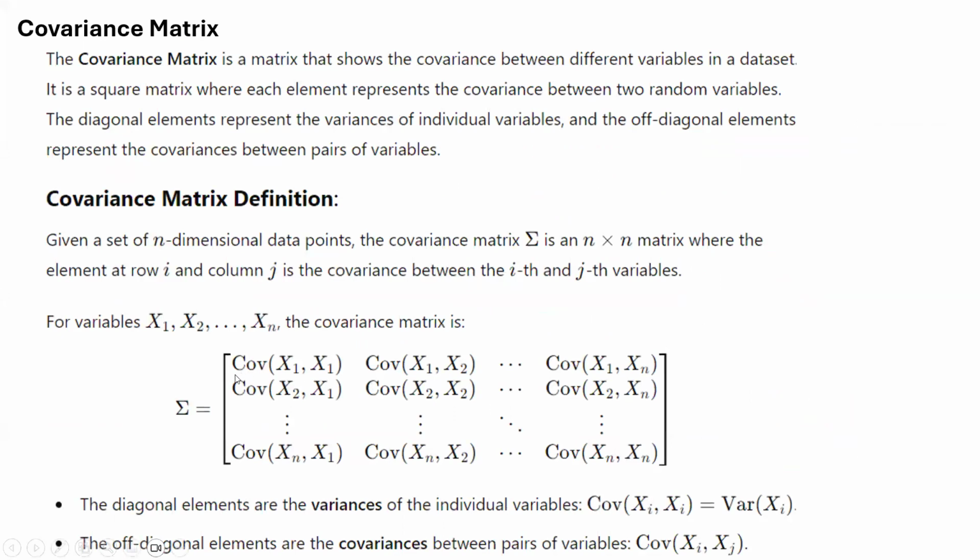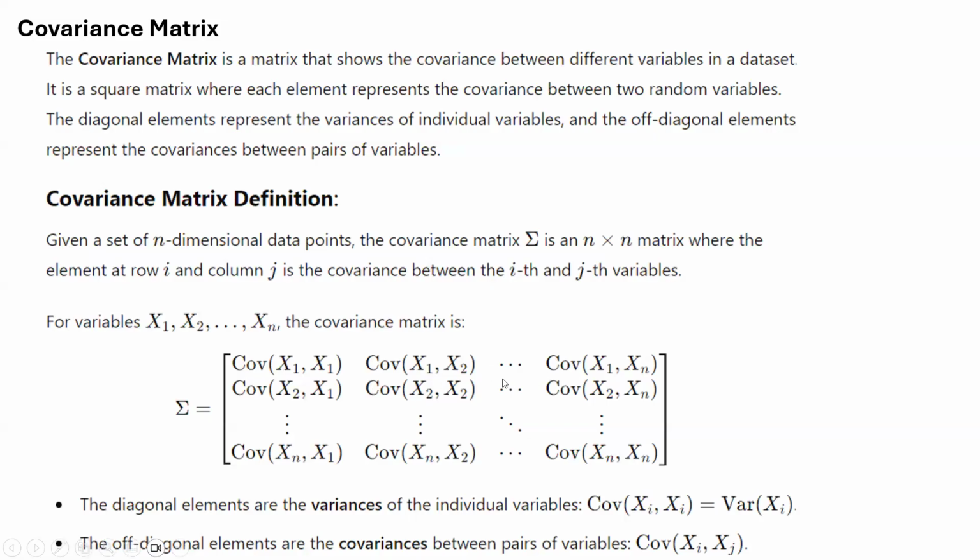So the first entry says covariance of x1 comma x1. That is nothing but the variance along the x1 axis. Covariance of x1 comma x2 says how the values on x1 are impacting the values along x2. That is what the covariance matrix says, right?